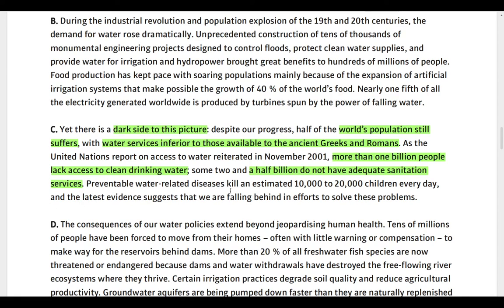Preventable water-related diseases kill an estimated 10,000 to 20,000 children every day. And the latest evidence suggests that we are falling behind in efforts to solve the problems. So the latest evidence is just saying that we're not catching up to find a solution to a particular problem.